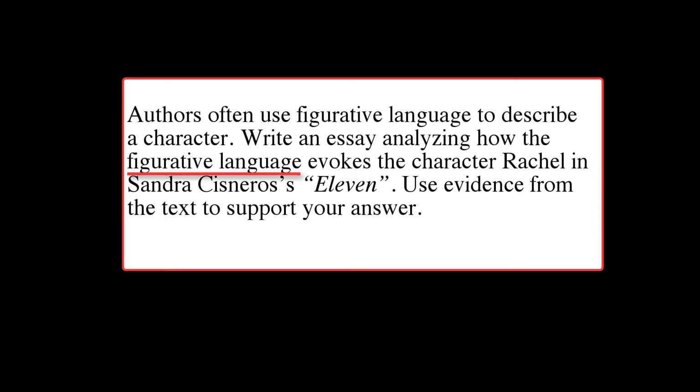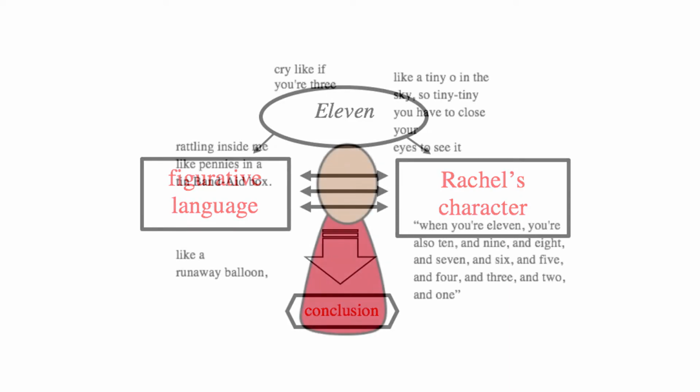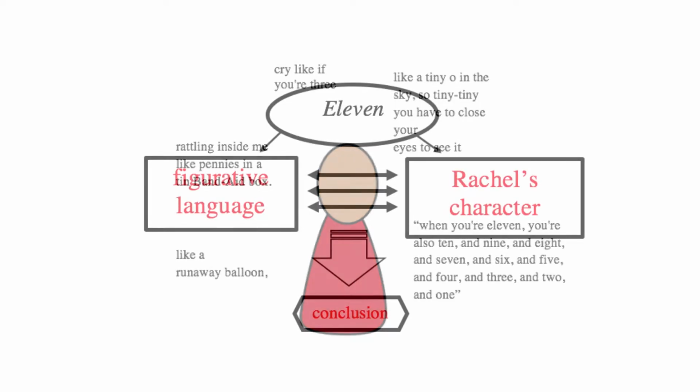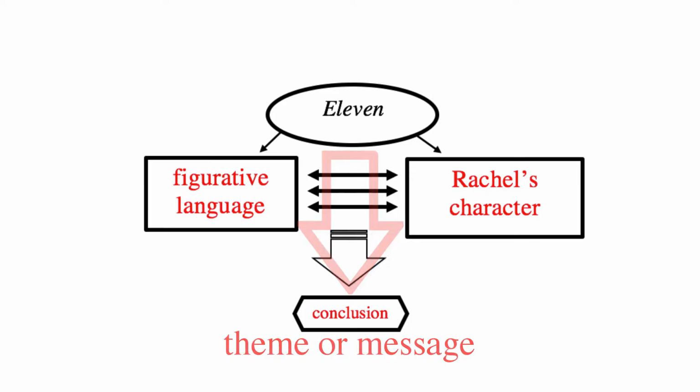One element is the figurative language. The other element is Rachel's character. The prompt asks for a detailed examination of these two elements to uncover interrelationships. The reader will infer qualities about the character from the figurative language used. Then the student must use those ideas to draw a conclusion about the text. Usually the conclusion is related to the message or theme of the story. It looks like this symbolically.